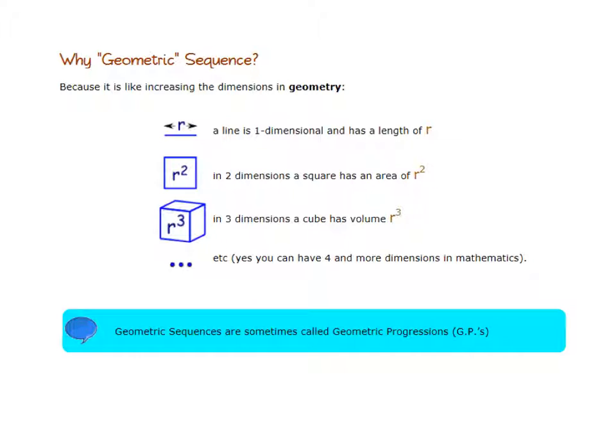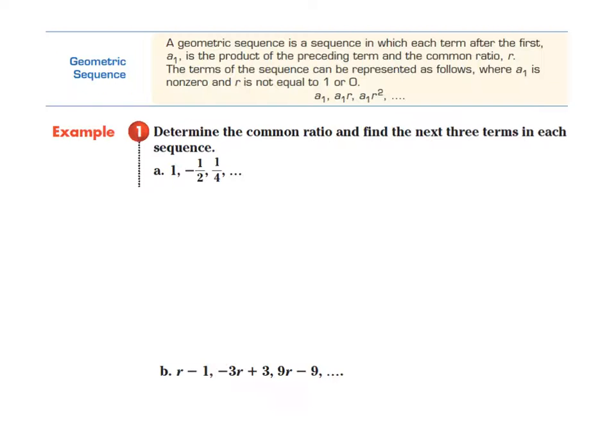Okay, and geometric sequences are sometimes called geometric progressions. Just so you're aware of that. Okay, so a geometric sequence, like we said, has a common ratio. That's the value that we're multiplying by each time. The terms of the sequence can be represented the same way, A1, A2, A3, but it's always going to be times r. And that r value is never going to be 0.